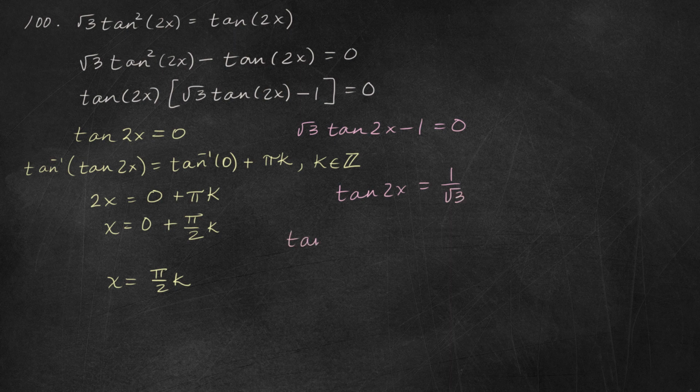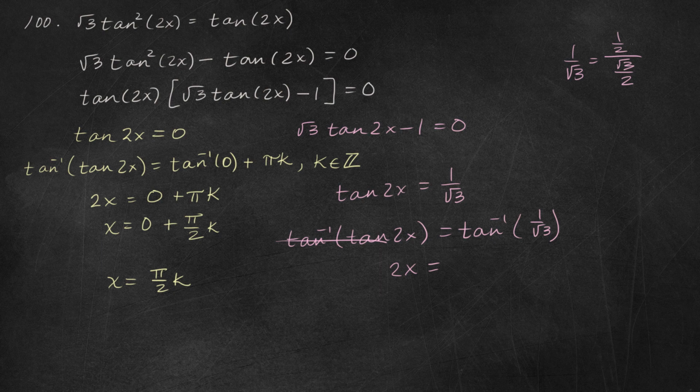And I will take the tan inverse on both sides. So tan inverse and the tan cancel out. I have 2x equals the tan inverse of 1 over root 3. So I'm thinking of 1 over root 3 as 1/2 over square root of 3 over 2. So what angle has a sine of 1/2? That's pi over 6.